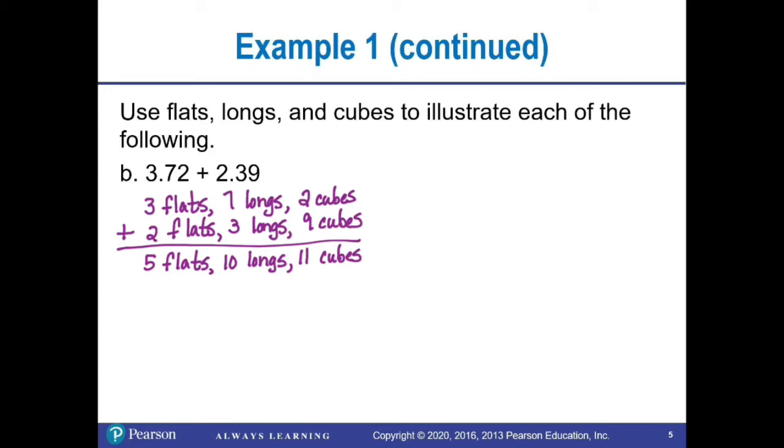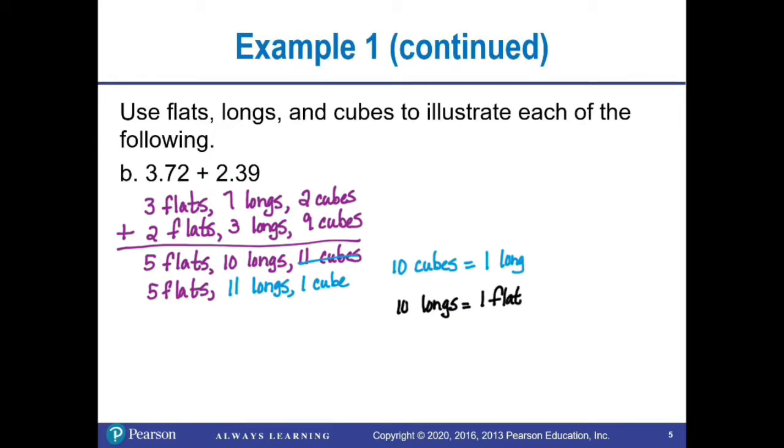I need to make my exchanges. 10 cubes is the same thing as 1 long. So I take 10 cubes and I exchange them for a long. That gives me 11 longs, and I have 1 cube left. Bring down your 5 flats. There are 10 longs in a flat. And so I exchange 10 longs for a flat. That gives me 6 flats. I have 1 long left, and I have a cube.